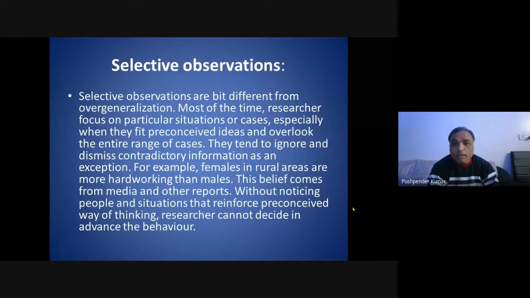Selective observations are a bit different from overgeneralization because many times researchers focus on a particular situation or cases, especially when they fit a preconceived idea, and overlook the entire range of cases. So you have some knowledge, you have some preconceived idea, and that preconceived idea matches with the particular phenomena, and then you feel that things would be like this. And whenever there is a contradiction, because generally when you conduct a research, there may be chances that the result would be contradictory.